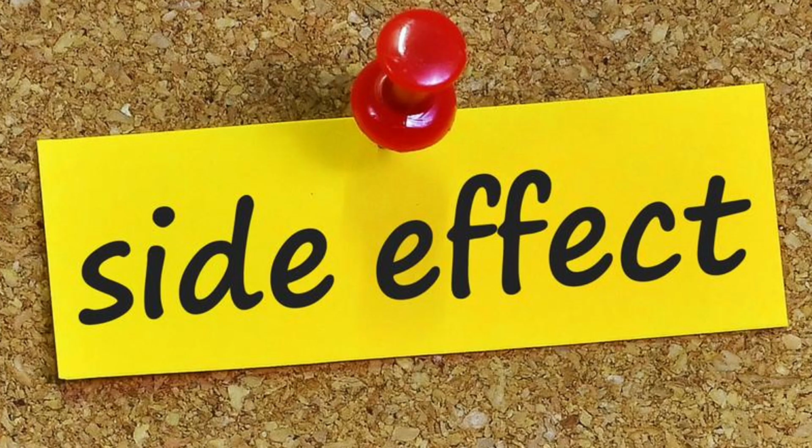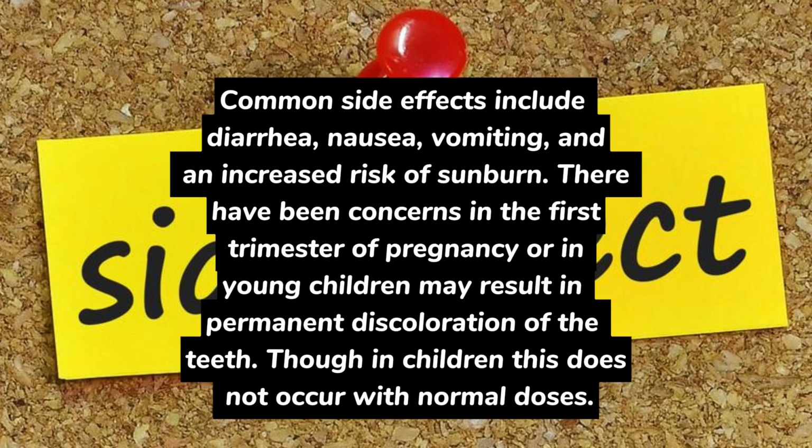Side effects of doxycycline antibiotics. Common side effects include diarrhea, nausea, vomiting, and an increased risk of sunburn. There have been concerns that use in the first trimester of pregnancy or in young children may result in permanent discoloration of the teeth, though in children this does not occur with normal doses.